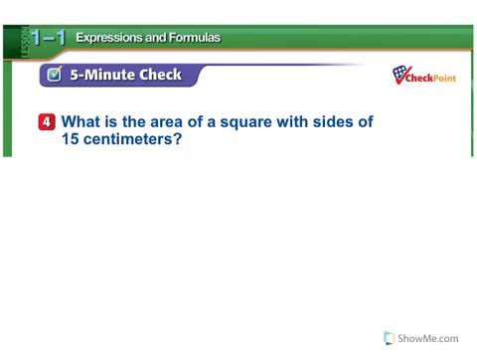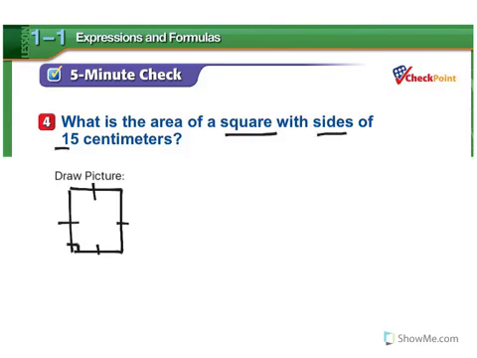Number 4, what is the area of a square with sides of 15 centimeters? When you're given a shape, you need to make sure you draw your picture first. And in this case, we need a square. A square has all sides that are the same, so I'm going to show that by the tick marks, and we know that it has right angles. And it says it has a side of 15 centimeters.